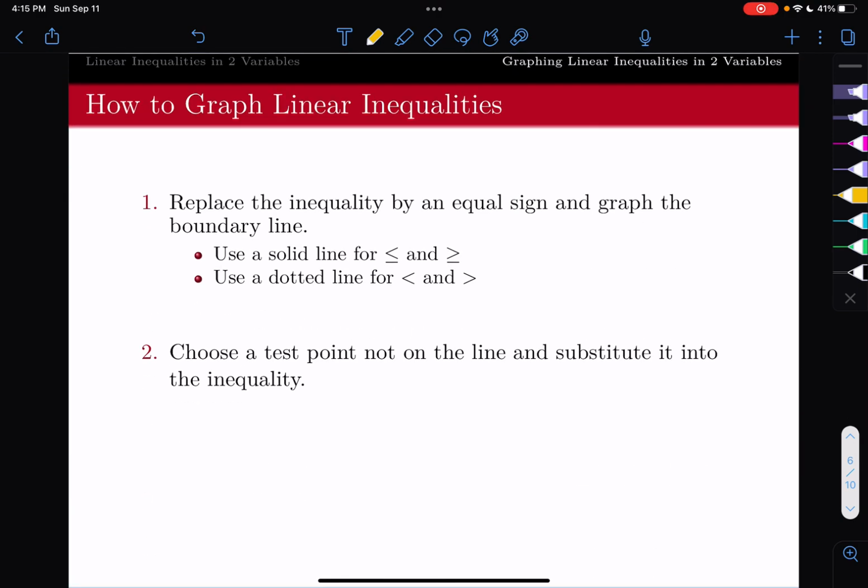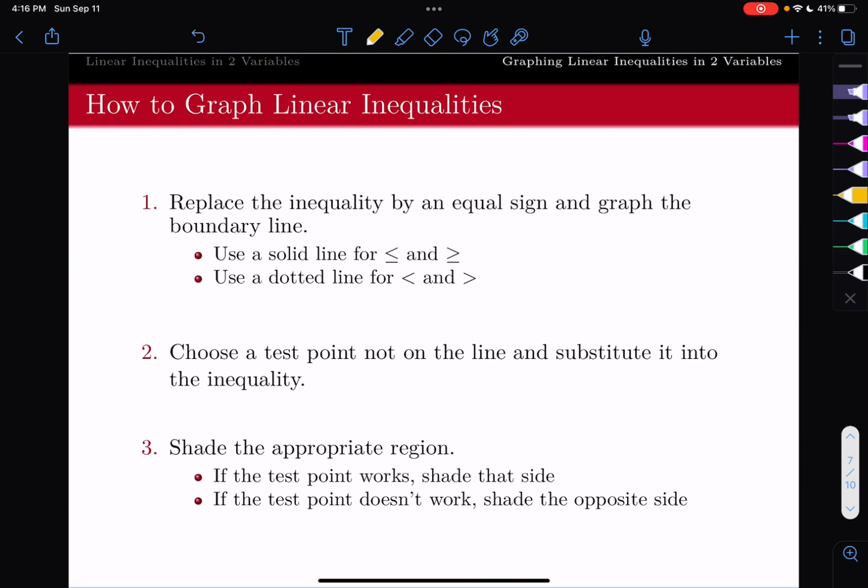Once we've done that, then we're going to choose a test point, something that does not fall on the line, and you're going to plug it into the inequality. And you're basically looking for, do I get a true statement using this point? So from there, you're going to shade one side, the appropriate region. If the test point you picked worked, you're going to shade that side because the test point is good. So everything else on the same side as the test point works. If the test point does not work, however, it means the opposite side is going to be the solution to the inequality.